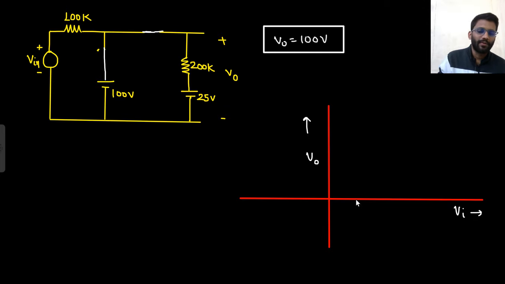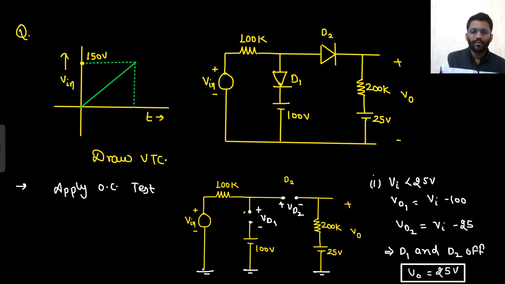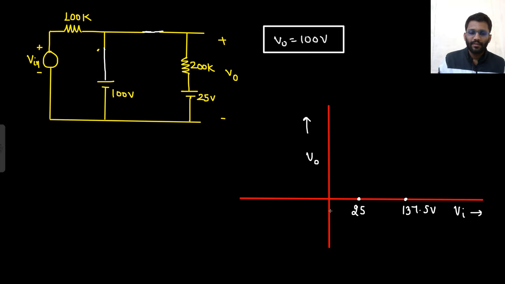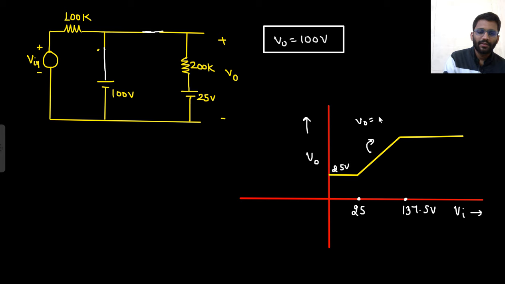So 25 and 137.5. Till 25, both were off, so it was always 25. Then it became linear, and then it became constant at 100, right? So it was always 25 volt, then it became linear. That was V0 equals (2 Vin plus 25)/3. You can put 137.5 here, you will get 100 only.